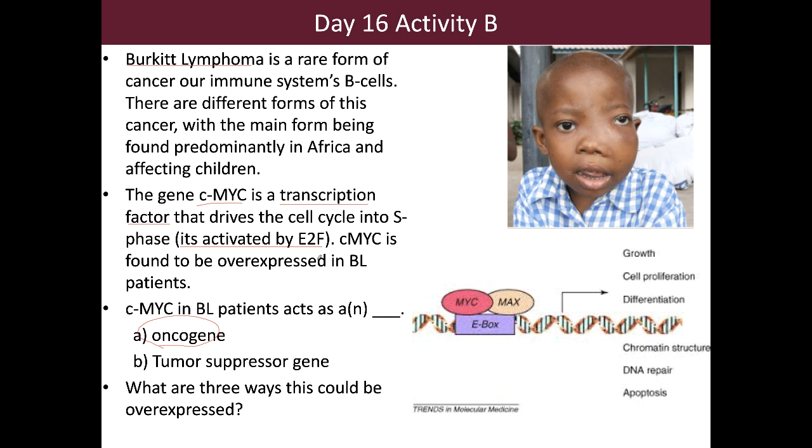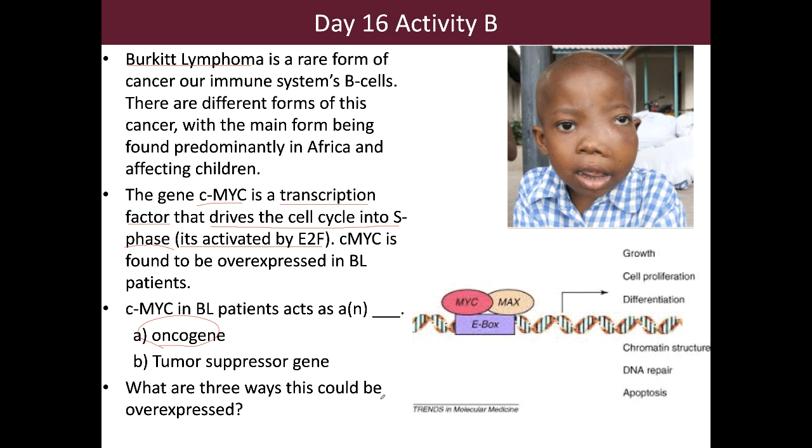We know that it's overexpressed, because the problem tells us that c-Myc is found to be overexpressed. So that's a clue that this is going to be an oncogene. We also know that it's important in driving the cell cycle into S phase. So this is one of the gas pedals of the cell cycle. So this is definitely an oncogene.